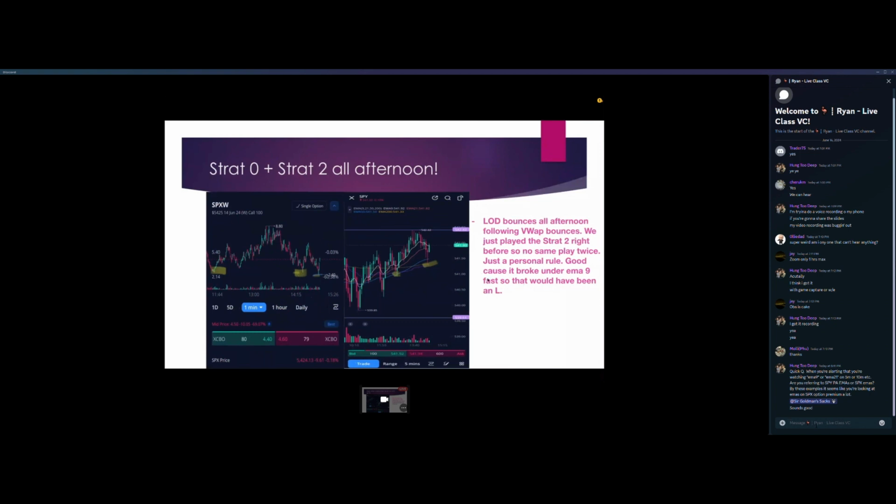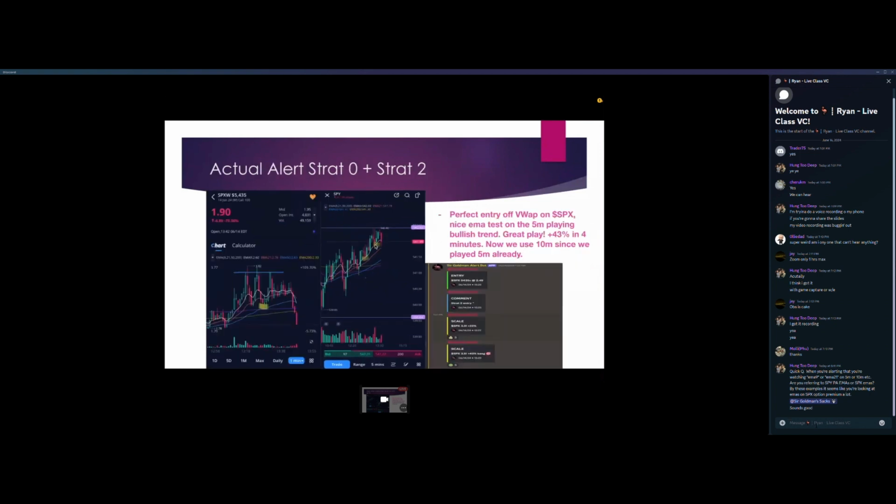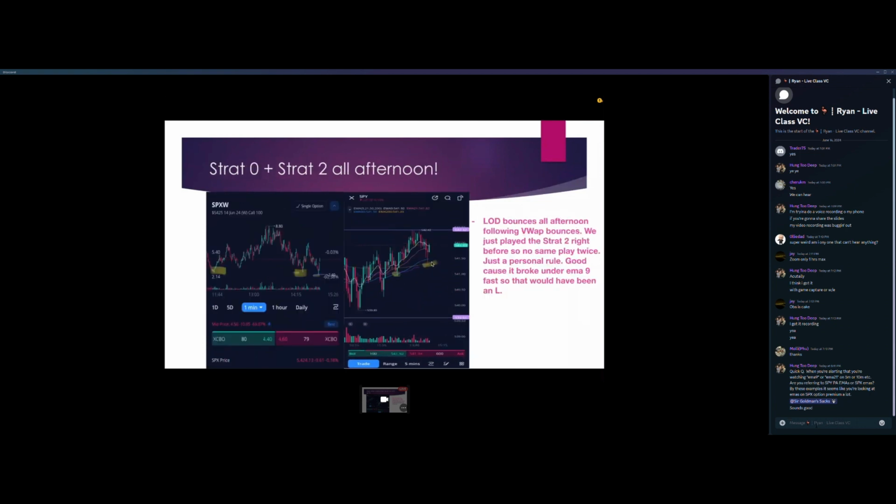That's why we didn't play that, because we just played the initial. We already played the second retest here. This is the third retest now. So that's why it would have been an L. So that's why we do first and second retest only.